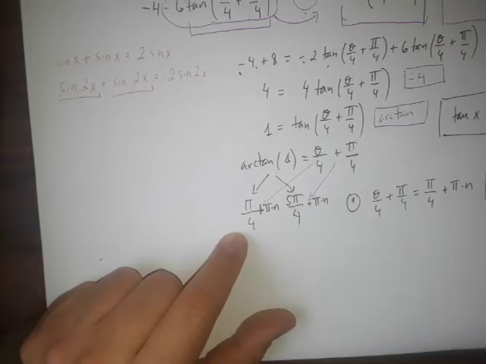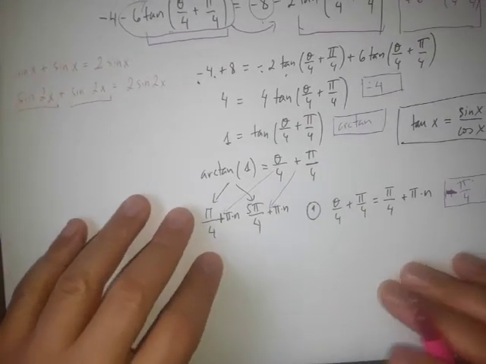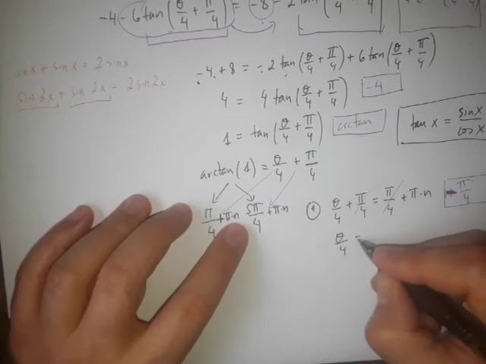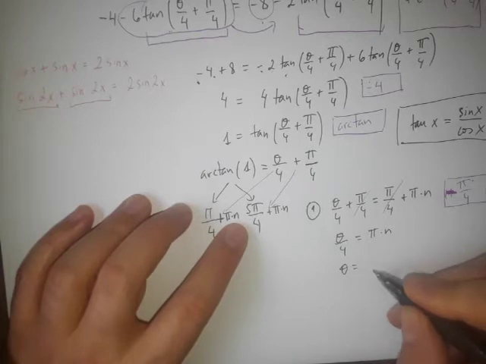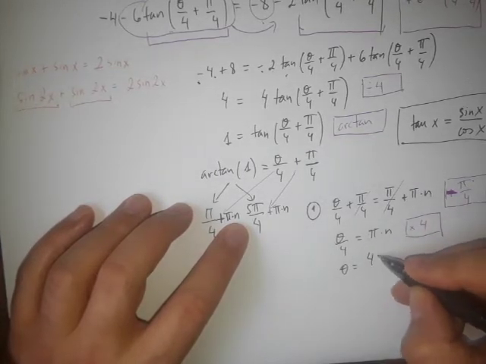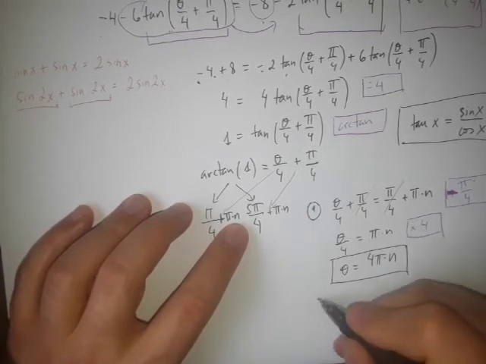So there's many ways to do this, right? So I subtract pi over 4 from both sides. Here we go, subtract. So this is going to go away. So we have now theta over 4 equals pi times n. Then we multiply by 4 both sides. And we have 4 pi times n. Okay? That's what we have. That's for the first one.